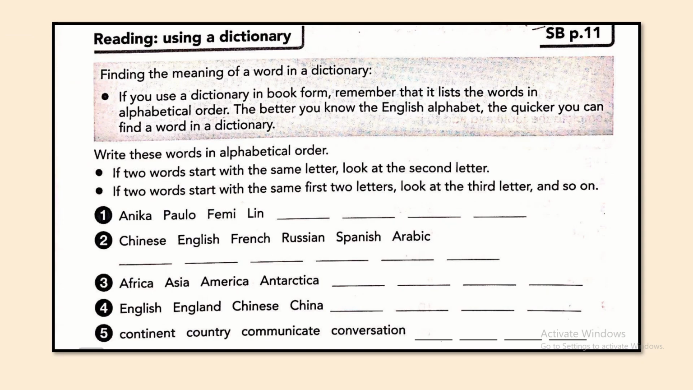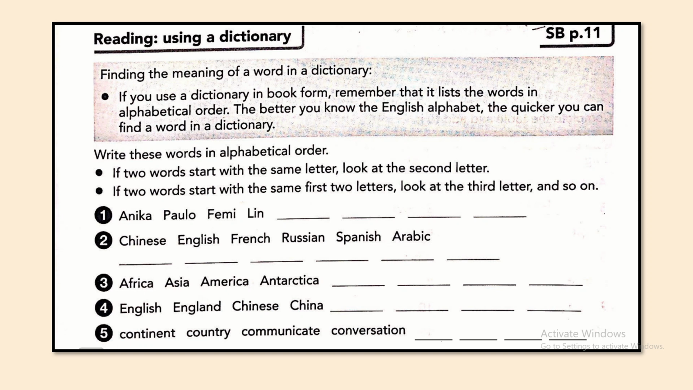For this activity, you need to understand a little bit here. I'm sure you must have used dictionaries in your previous grades. How do you find any word in the dictionary? Dictionaries always list the words in alphabetical order, isn't it? And this order of words makes it easy for us to find any word in the dictionary. In this activity, you have to put these words in alphabetical order. The better you know the English alphabet, the quicker you can arrange the words in order.